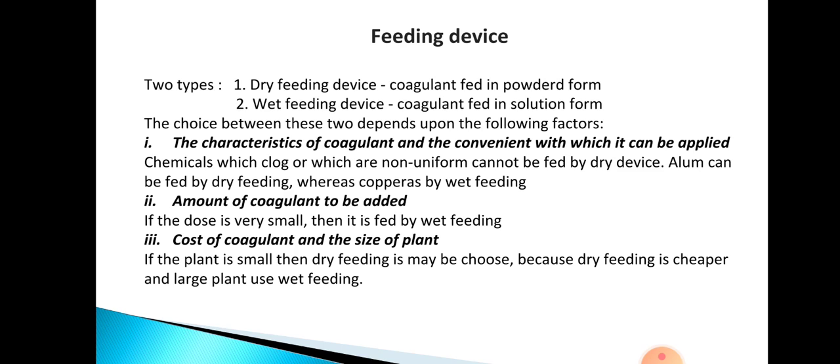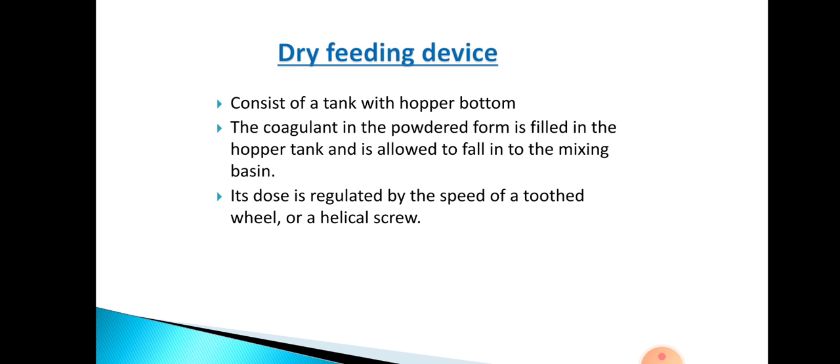Now again, it also depends upon the cost of the coagulant and the size of the plant. Size of the plant depends upon the quantity of water that is treated. If only a very small quantity of water is treated, normally the plant size will be smaller. So if the plant is small, usually we go for dry feeding, and it also will be cheaper. And for a larger plant, we normally use the wet feeding method. I hope it is clear, the dry feeding device and the wet feeding device.